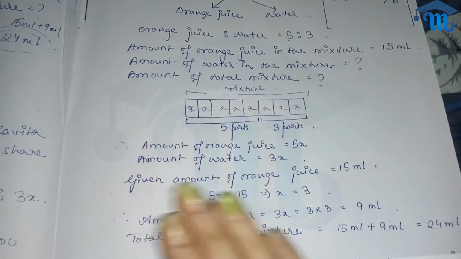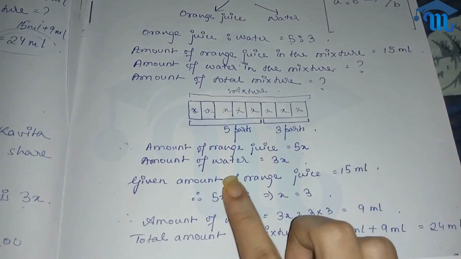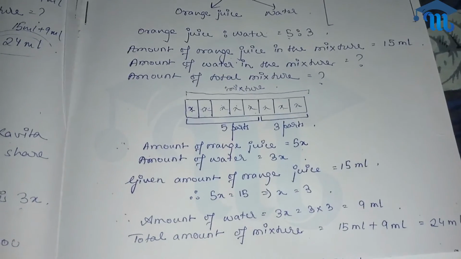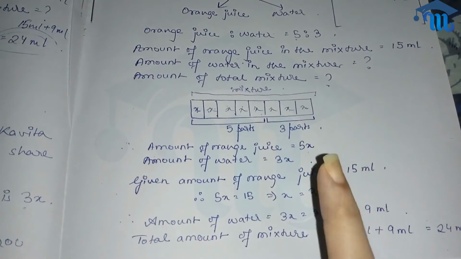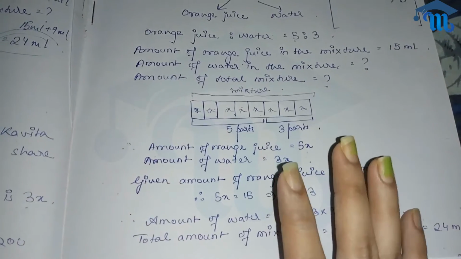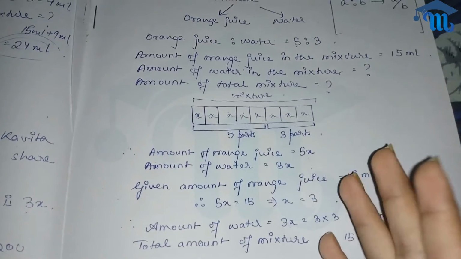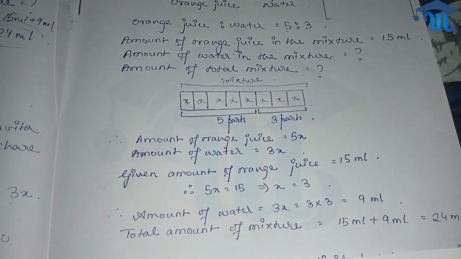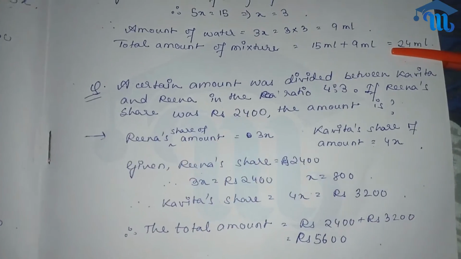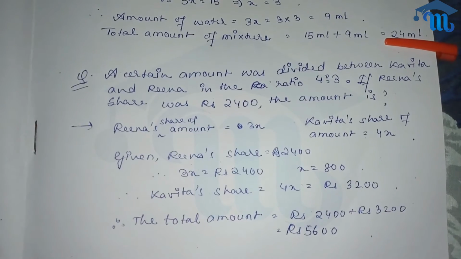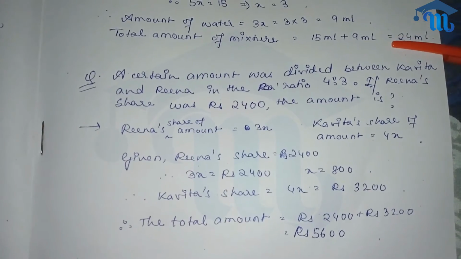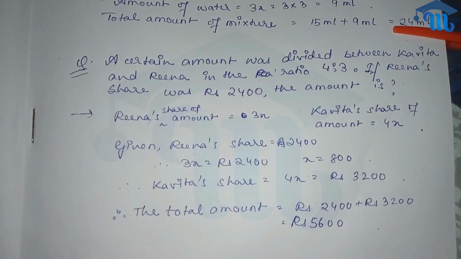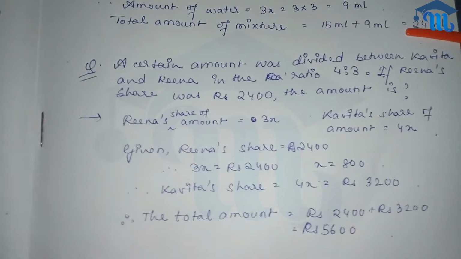So I think this example clears the concept about ratio and proportion. We have to go through another example, another sum, and then we can say that the basics are clear. So let's go through another sum. So this is the example. Read out the question. A certain amount was divided between Kavita and Reena in the ratio 4:3. If Reena's share was 2400, then the amount is.